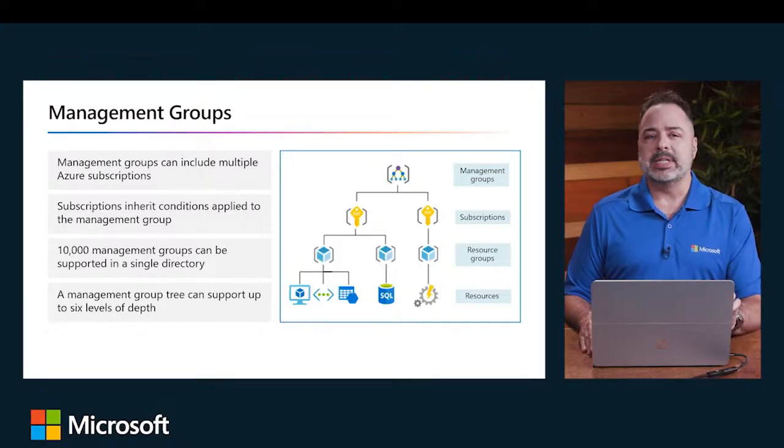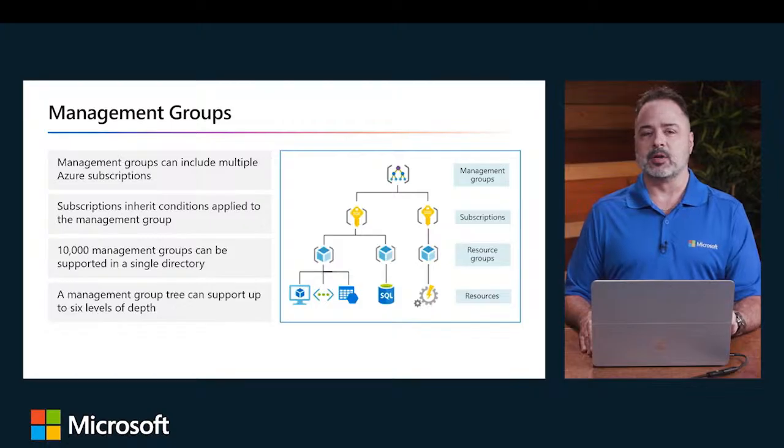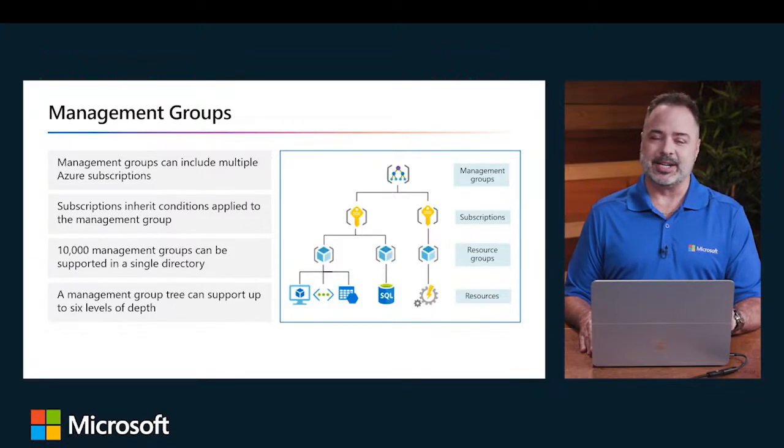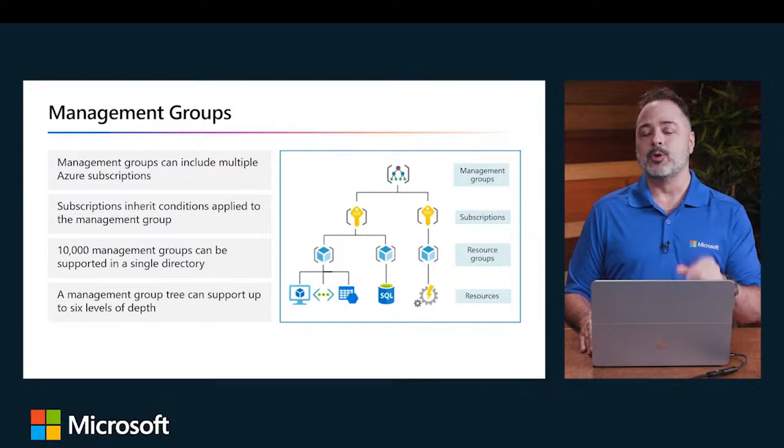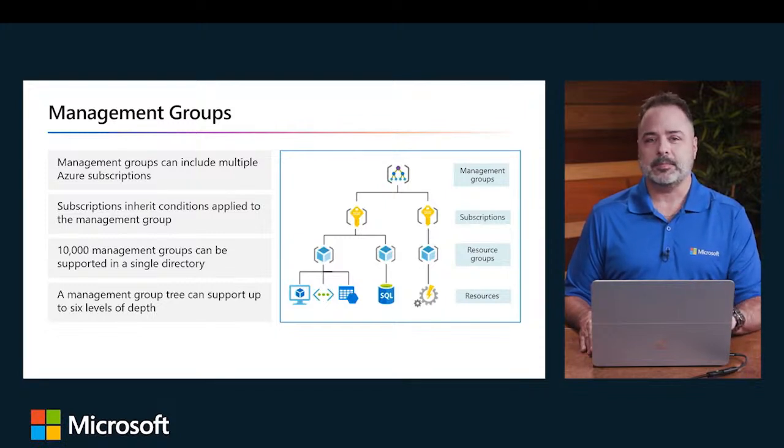Azure supports up to 10,000 management groups in a single directory, providing extensive scalability for really large organizations. Additionally, a management group tree can support up to 6 levels of depth, enabling you to create a hierarchical structure that aligns with your organizational needs.